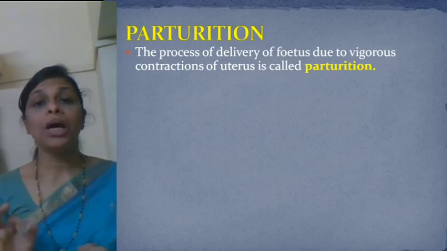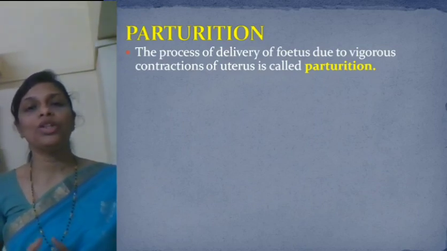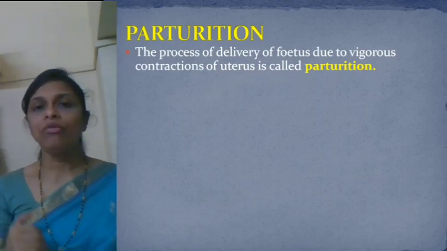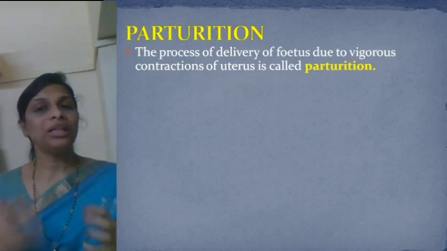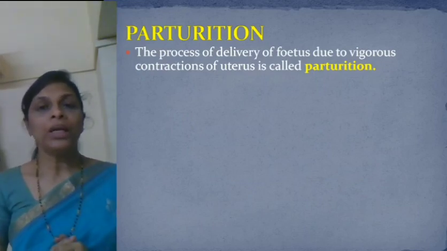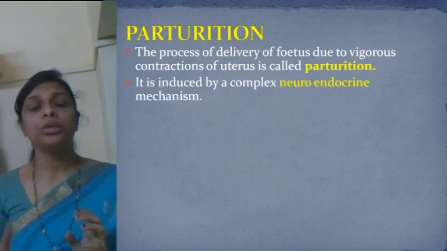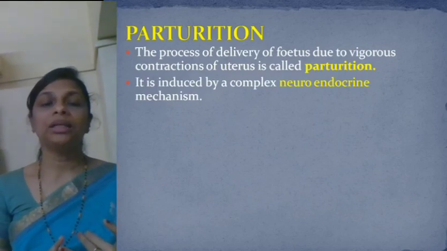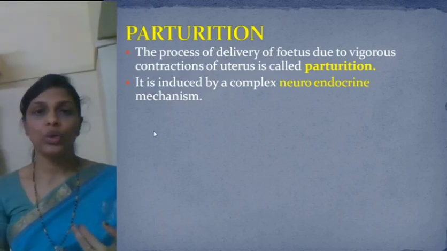Note the word parturition, or in simple terms we can define the process of delivery of the baby as parturition. How does this take place? When it is time for the baby to come out, certain changes take place within the mother's body as well as the fetus's body. This process of parturition is a complex mechanism which involves two major systems, the nervous system as well as the endocrine system. That is why it is called the neuroendocrine system.